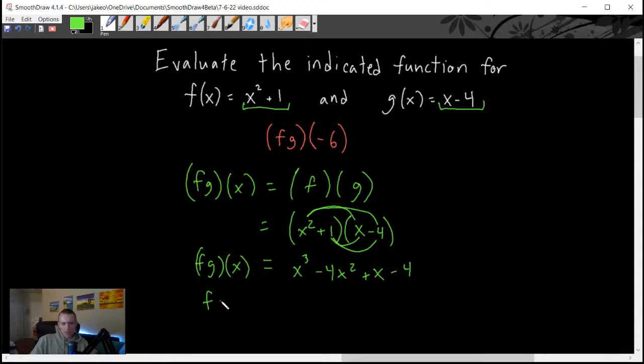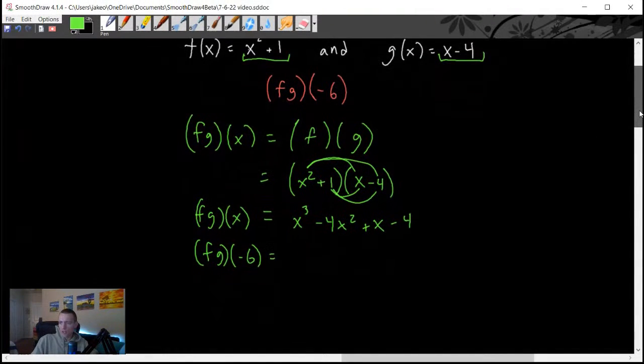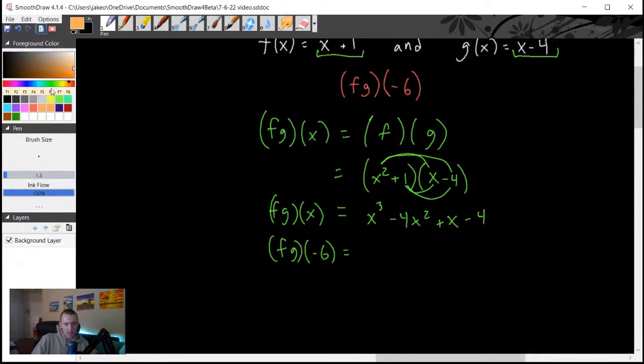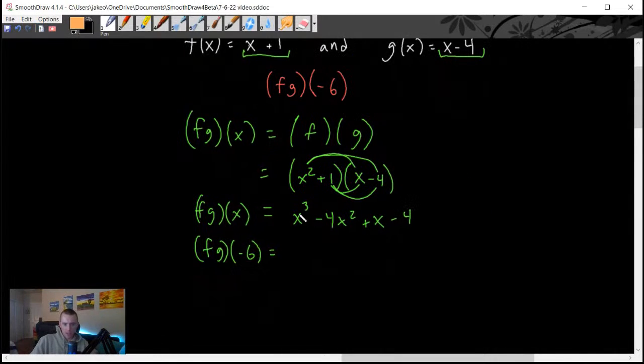So now to find f times g of negative 6, what we need to do is take our function f times g of x that we just found here, and wherever we see an x in this function, we need to replace it with a negative 6. So we have an x right there, an x right there, and an x right there. Okay, so we're basically just going to take those x's out and replace them with a negative 6 in parentheses.